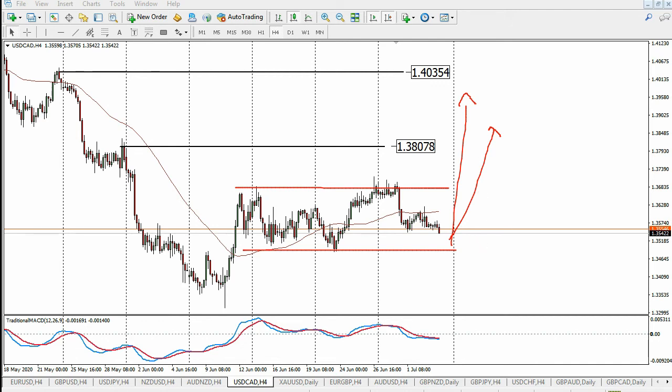That's why I'm looking for a long position, not a short position, and the price is still in a range, which is also a good sign for a long position, and also a strong buyer's zone over here. So all my view about the USDCAD is still an upside move.